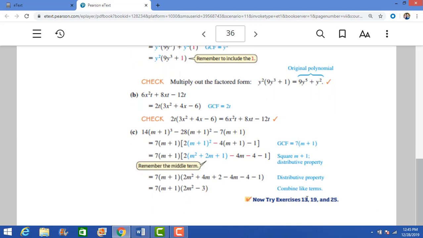So you may want to try these examples here, these exercises, and see if you could do them on your own.